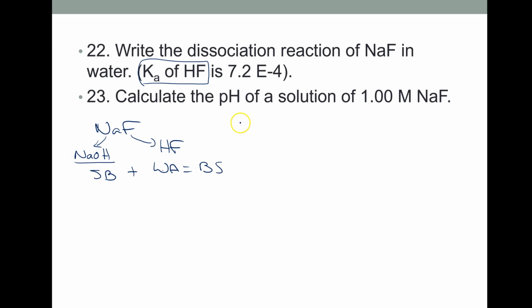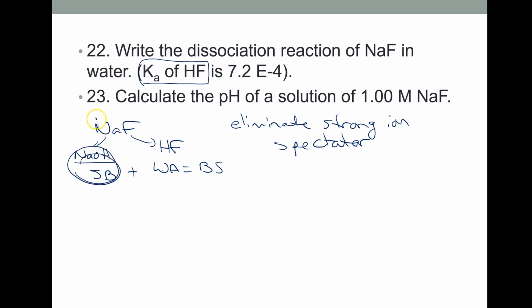And what you want to do with a salt is you always want to eliminate the strong ion, the spectator. Whatever comes from something strong. My strong base is Na, I'm going to get rid of it. So to write my dissociation reaction, I do F minus, and notice that these two are a conjugate acid-base pair. The difference between them is 1H. I'm going to add water to it.